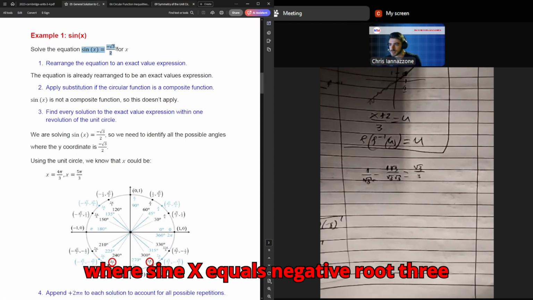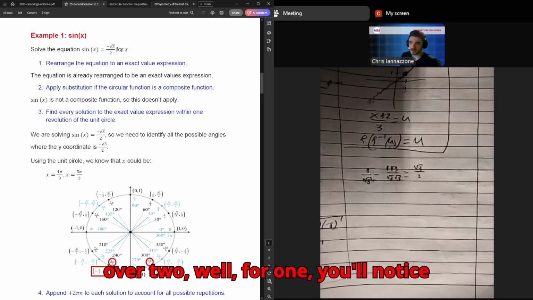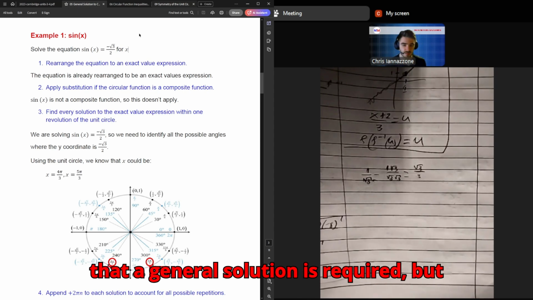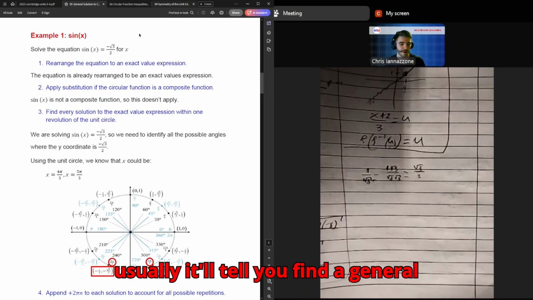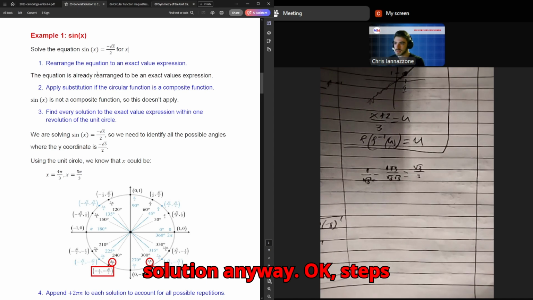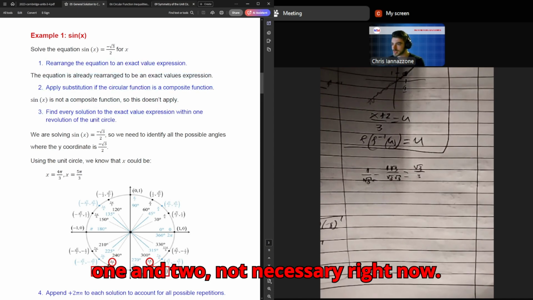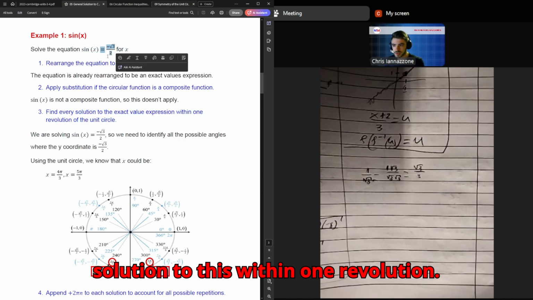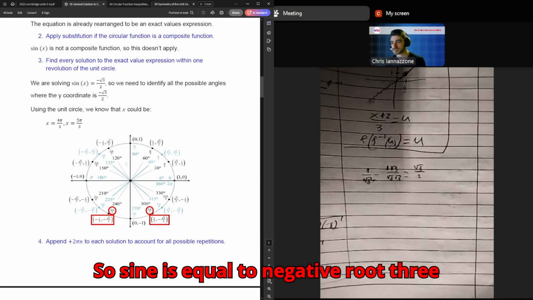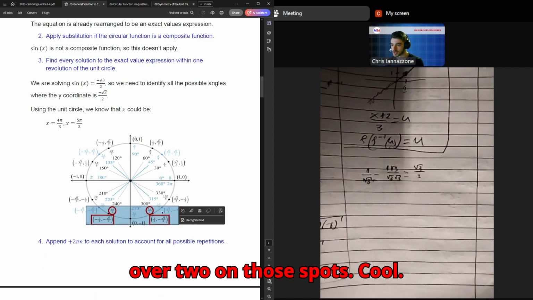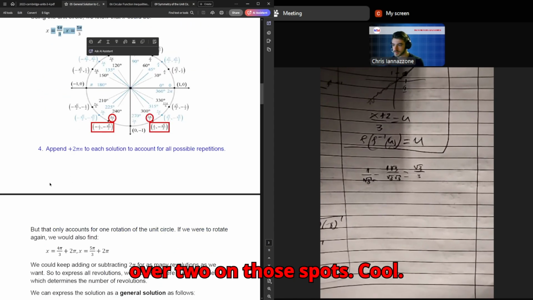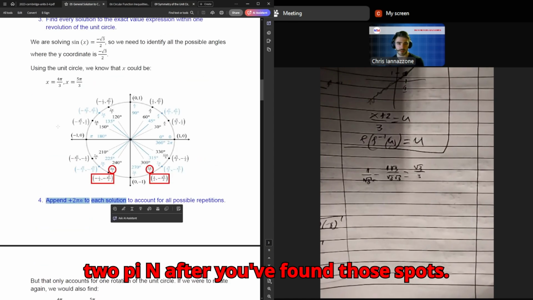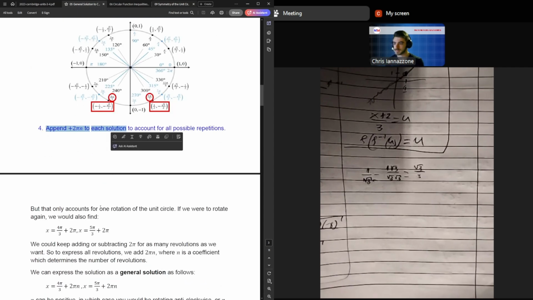If you want to solve for where sine x equals -√3 over 2, well, for one, you'll notice there's no domain. That's your indicator that a general solution is required. But usually it'll tell you, find a general solution anyway. Okay, steps 1 and 2, not necessary right now. What you do here is you find every solution to this within 1 revolution. So sine is equal to -√3 over 2 on those spots. Cool. It's at this stage that you add your 2 pi n after you've found those spots.